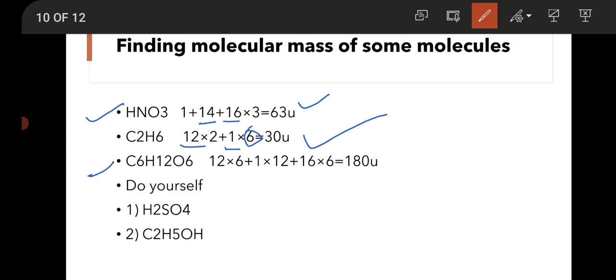Similarly, you can calculate for C6H12O6. This is the formula for glucose. 12 is the atomic mass for carbon into 6, plus hydrogen 1, the number of hydrogen atoms is 12, plus oxygen atomic mass is 16 into the number of oxygen atoms, 6. So it comes out to be 180 U. And the next two you have to do yourself. You try it, you can do it very easily.